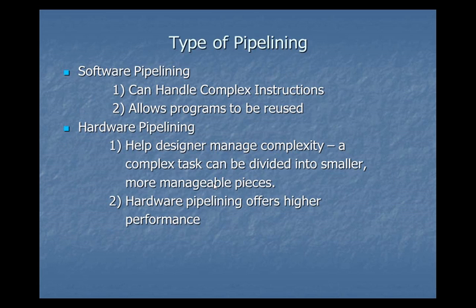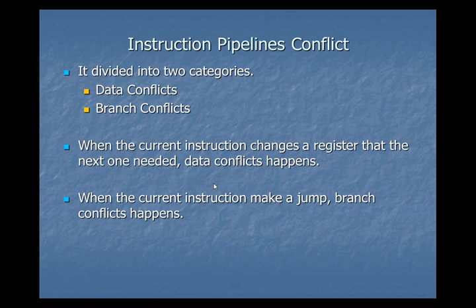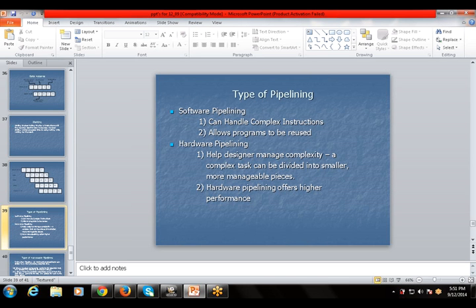Then we also talked in detail about software pipelining and hardware pipelining. These are the categories of hardware pipelining: one is the instruction pipeline, then the data pipeline. And the data pipeline is also divided into two parts, that is data conflict and branch conflict.